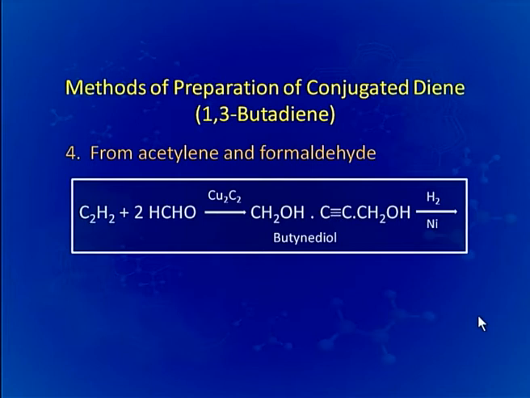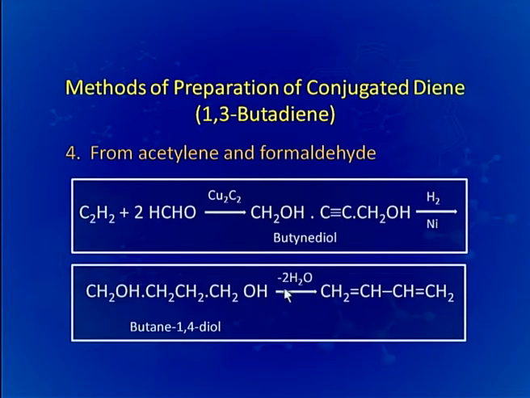From acetylene and formaldehyde also we can prepare the conjugated butadiene. Here we can see the acetylene molecule which is having carbon-carbon triple bond. So, these 2 hydrogen atoms are being substituted by this group and this group is being converted to CH2OH in the presence of cuprous acetylide. And after hydrogenation in presence of nickel, we are getting saturated compound of butane 1,4-diol.